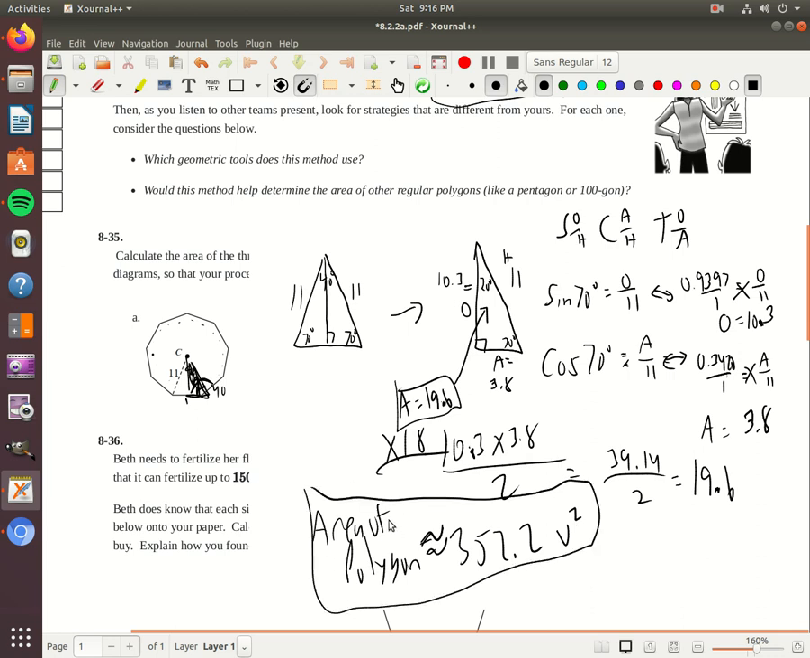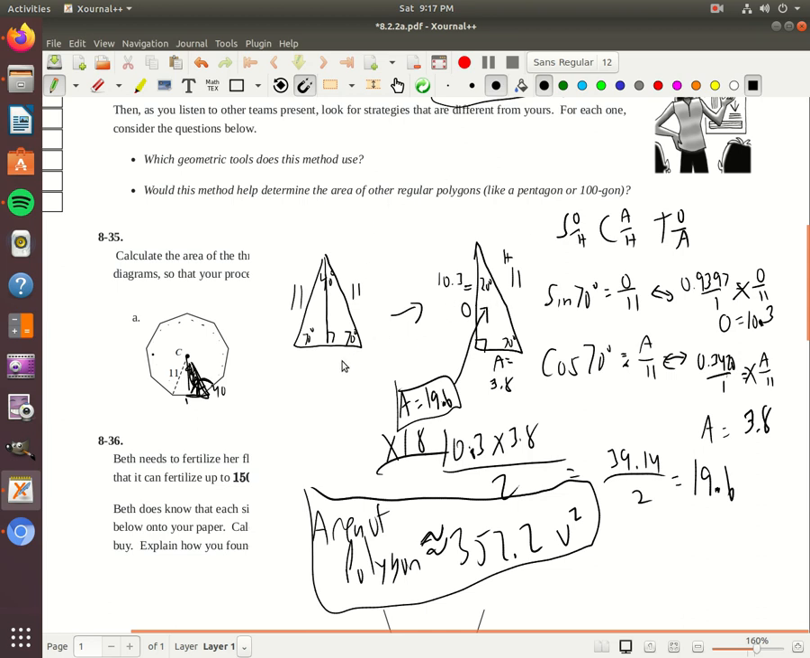Again, going through the steps. Step 1, figure out your central, exterior, interior angles, get all that stuff. Step 2, turn it into a big triangle, mark that thing up. Step 3, cut it in half and turn it into a right triangle. Use your trig, get your base and your height, figure out the area of that triangle and multiply it by how many.